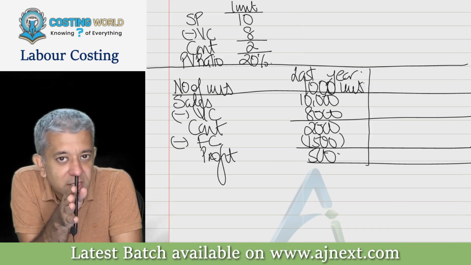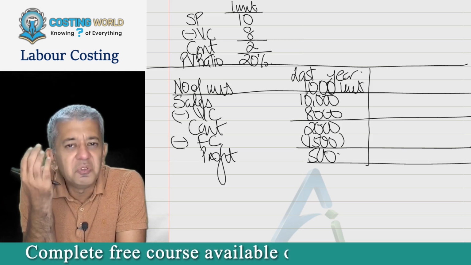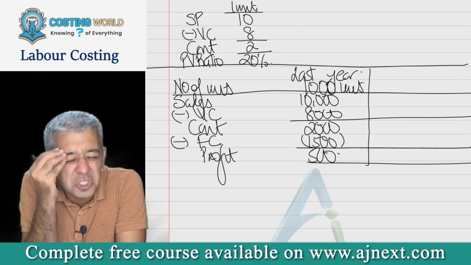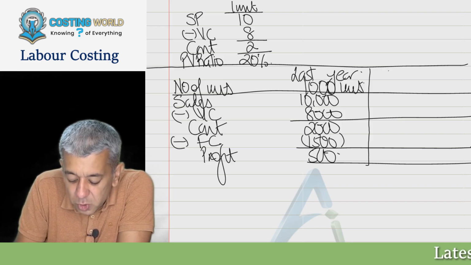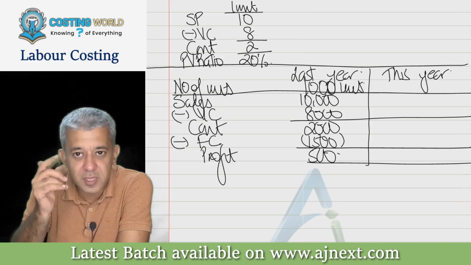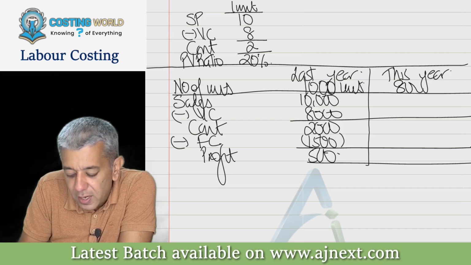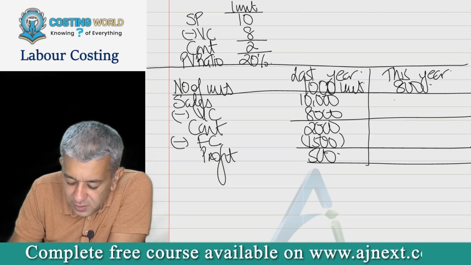Obviously, my existing workers are all gone. I recruited new workers. Okay. New workers, no talent, no brains, nothing, all useless people. They used to work super slow, super slow. Obviously, due to that, my production fell. It fell down to 800 units. Tell me, what will be my sales for this year now?